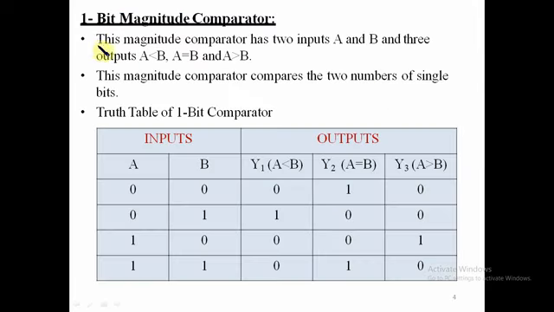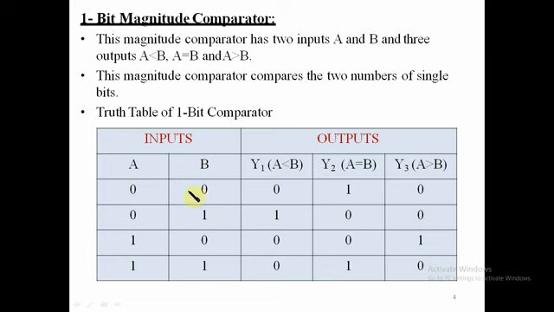Now we go stepwise. The first one is the 1 bit magnitude comparator. Here the magnitude comparator has two inputs, a and b, and a truth table is given, with three outputs: a less than b, a equal to b, and a greater than b. It compares two numbers of single bits with each other.